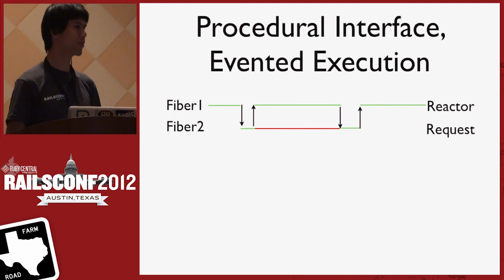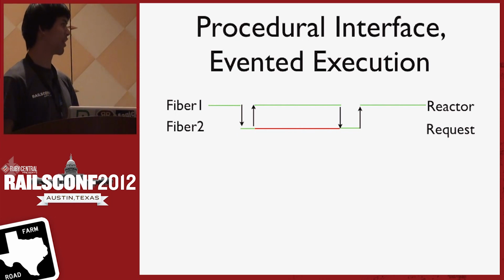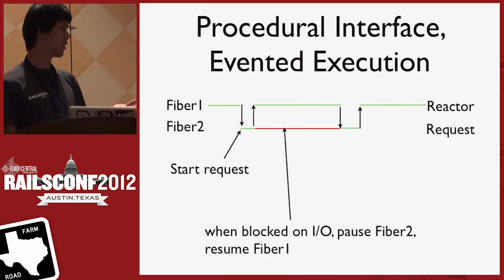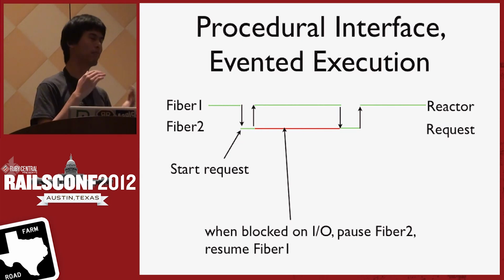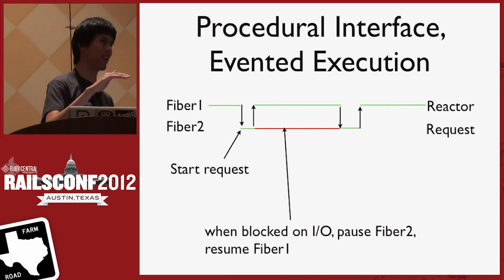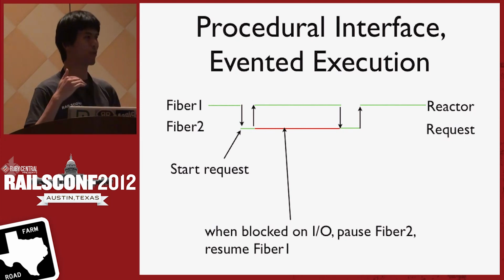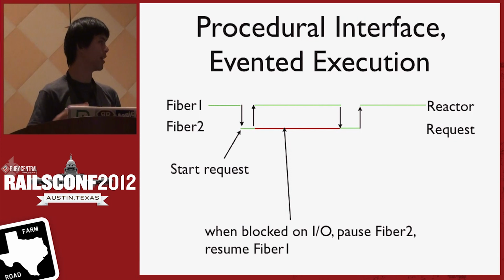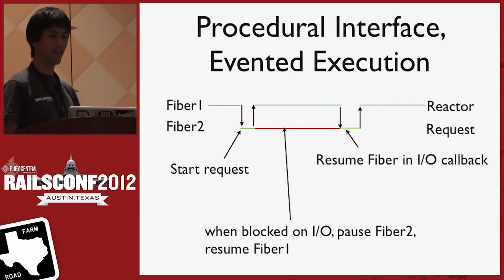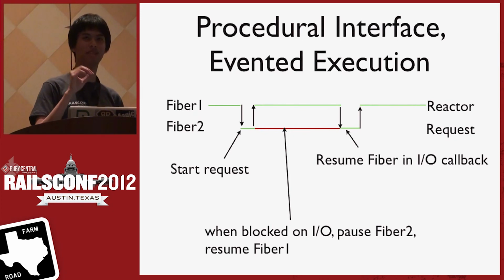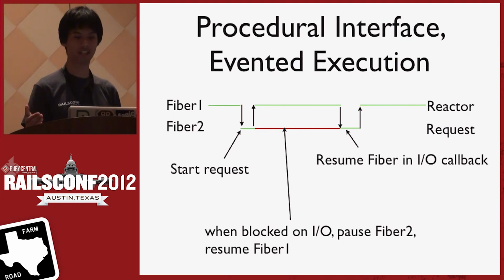So if we drew out that HTTP request, it would look something like this: we have the reactor running. We start the request. When it's blocked on I/O, we pause the first fiber, the fiber that's running our reactor, and we, shoot, sorry, I got that backwards. So the reactor is running. When we start the request, we make a new fiber. When we're done registering our callback, we pause the request fiber and yield control back to the reactor fiber. Then in the callback, we say, let's finish doing the rest of the processing we were going to do with the request.